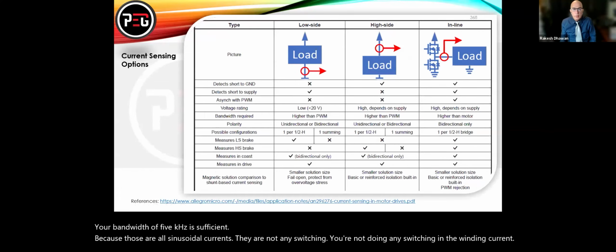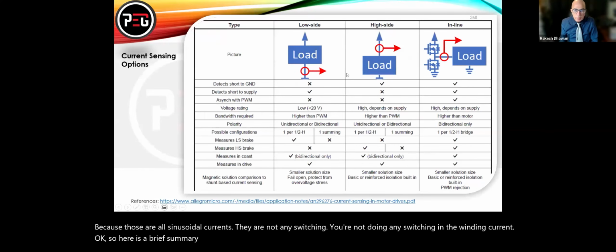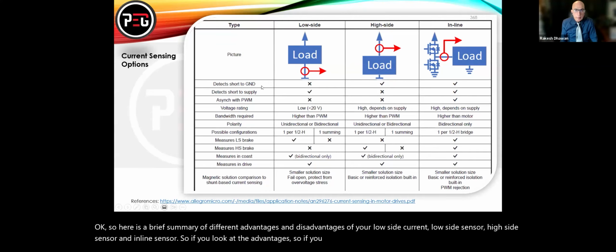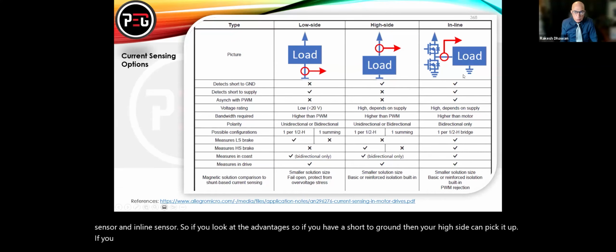So here is a brief summary of the different advantages and disadvantages of your low side sensor, high side sensor, and inline sensor. If you look at the advantages, if you have a short to ground, then your high side can pick it up, okay? If you have a short to ground, this inline sensor can pick it up as well. Short to supply, this can pick it up, low side cannot pick it up, this can pick it up.